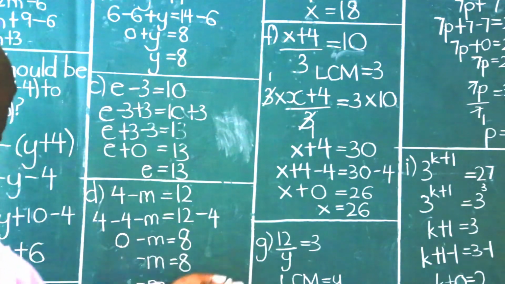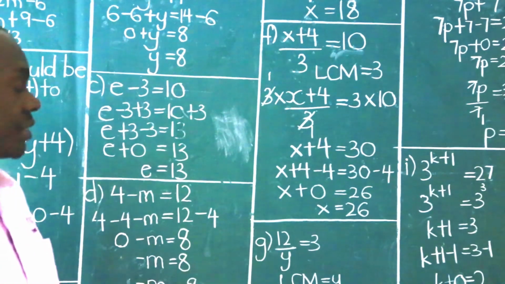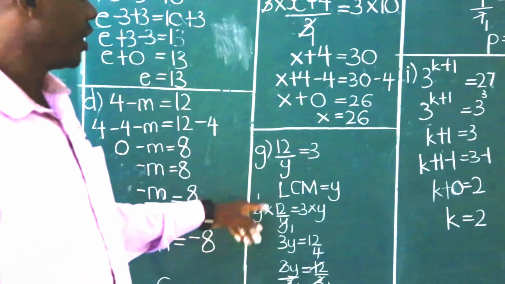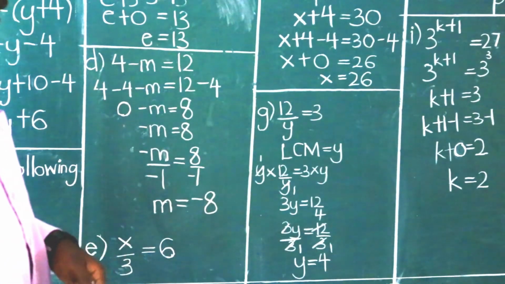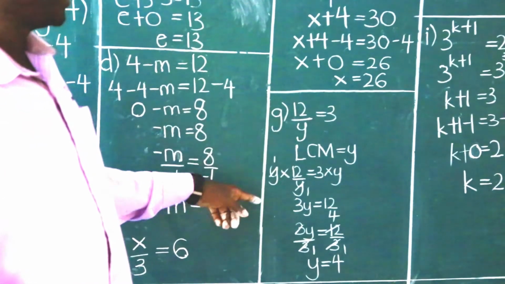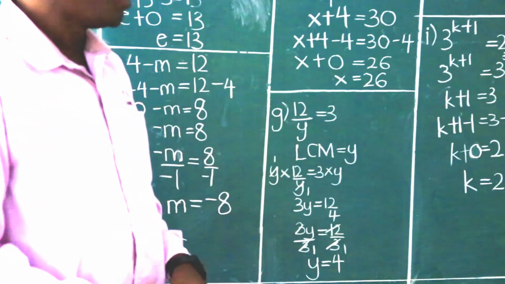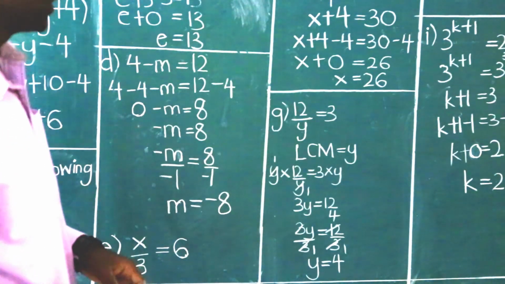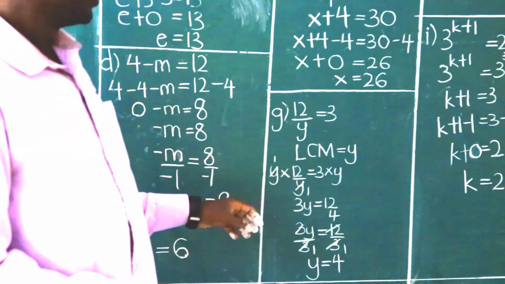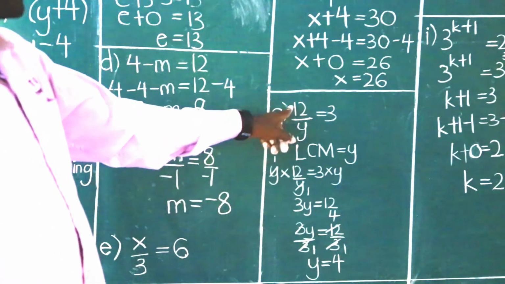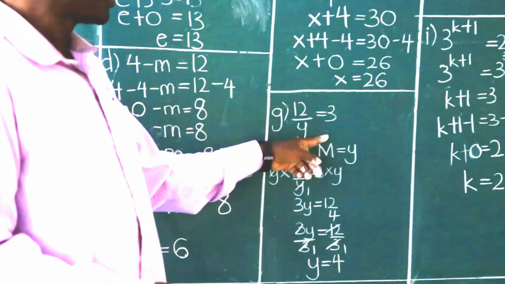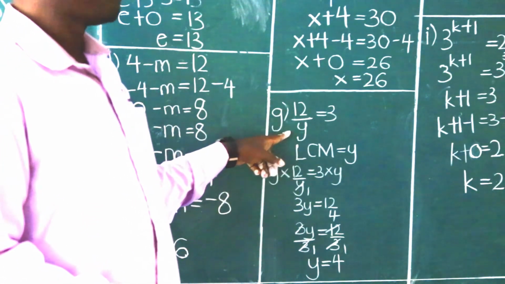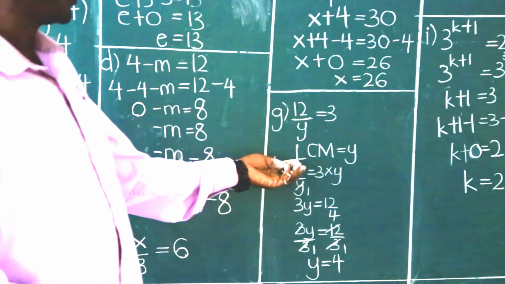And then part B of number 4 says, solve for y if 12 divided by y is equal to 3. You still identify the parties involved. You say party, sign, party. There are two parties, and remember 3 is 3 out of 1. Find the LCM of y and 1, which is y.